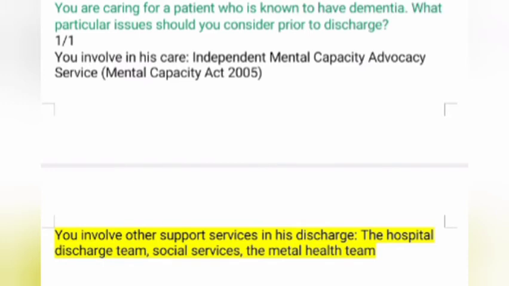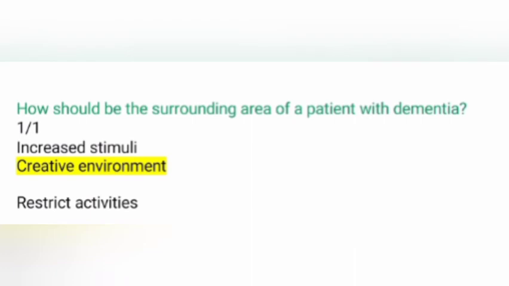Next question. You are caring for a patient who is known to have dementia. What particular issues should you consider prior to discharge? The correct answer is you involve other support services in his discharge, the hospital discharge team, social services, and the mental health team. Next question. How should the surrounding area of a patient with dementia be? Option A, increase stimuli. Option B, creative environment. Option C, restrict activities. The correct answer is option B, creative environment.